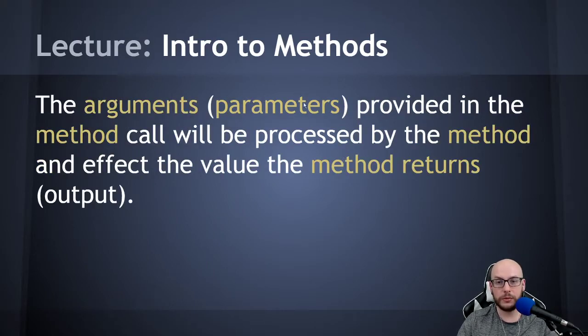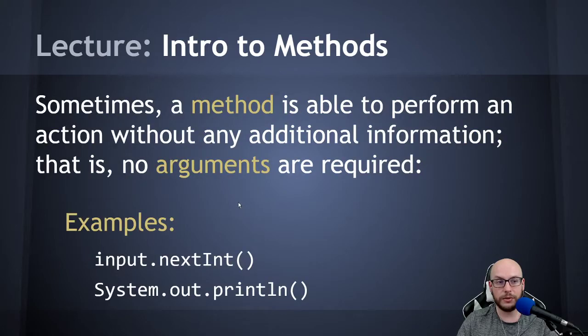So the arguments or parameters provided in the method call will be processed by the method and affect the value the method returns, that is, output. Think of arguments, think of parameters as input. However, as we see here, a method can return a value, that is, produce an output. Sometimes a method is able to perform an action without any additional information, that is, no arguments are required.